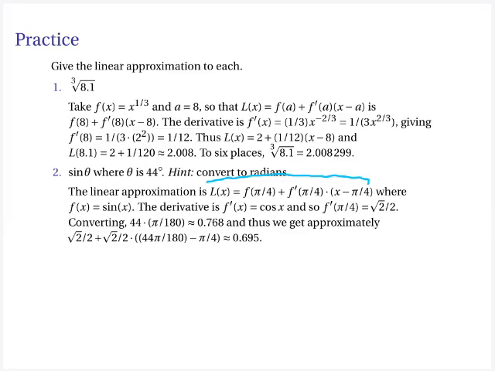And then the derivative, of course, is cosine, and so f prime of pi over 4 is square root of 2 over 2. If you convert 44 degrees into radians, you get 0.768, and so we end up with a number of 0.695. Okay? So, of course, there's a little twist in this problem that you have to convert the degrees to radians, but it's not much of a twist, especially since the hint says convert to radians.